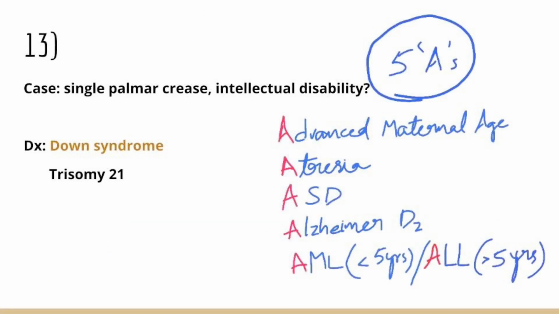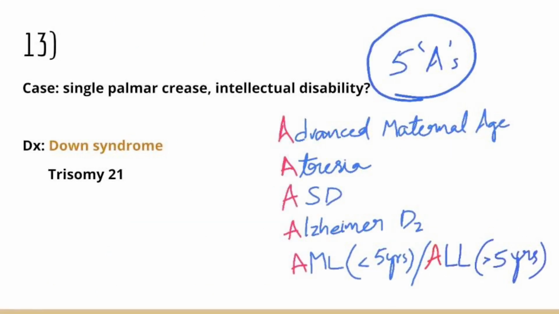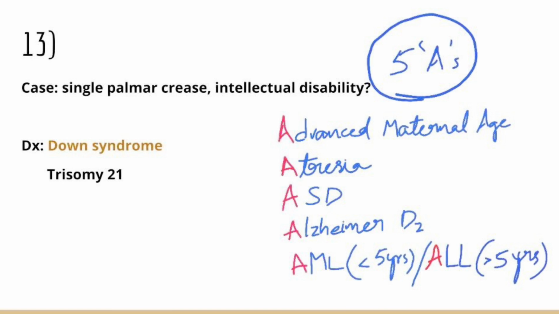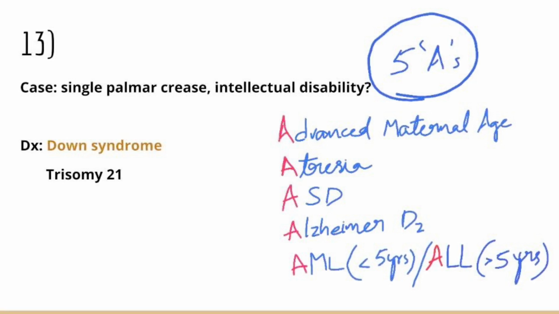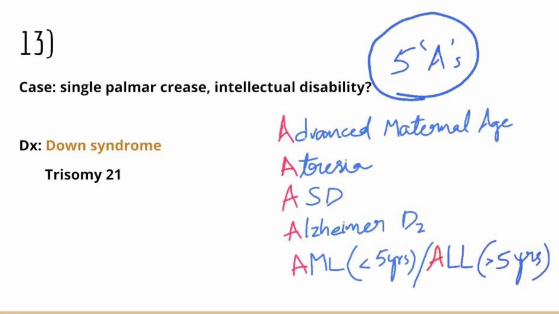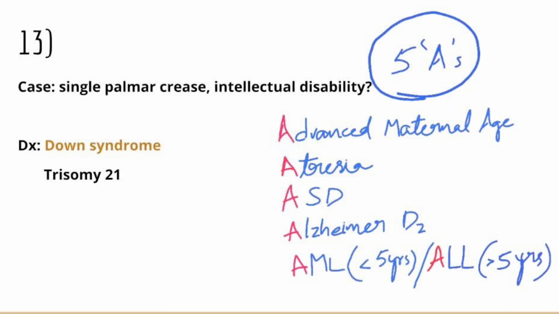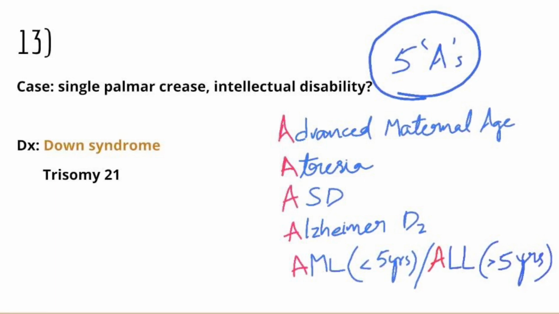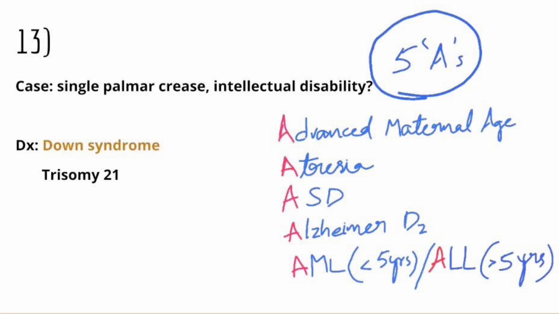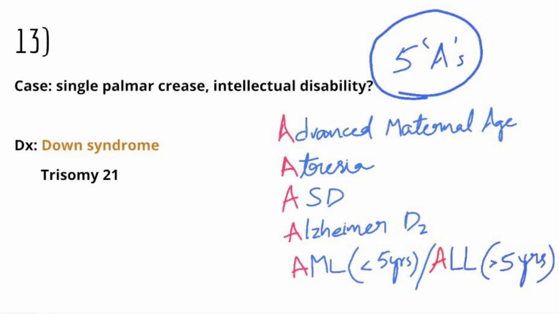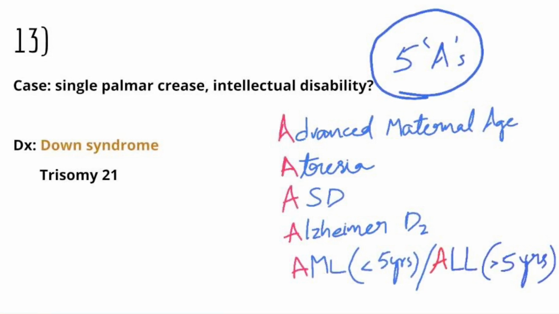One last final thing is that whenever you remember Down syndrome, just remember 5 A's. First one is advanced maternal age, second is atresia, that is duodenal atresia, third is atrioventricular septal defect, fourth is Alzheimer's disease, that is early onset Alzheimer's disease, and the fifth one is AML in less than 5 years of age or ALL in more than 5 years of age.